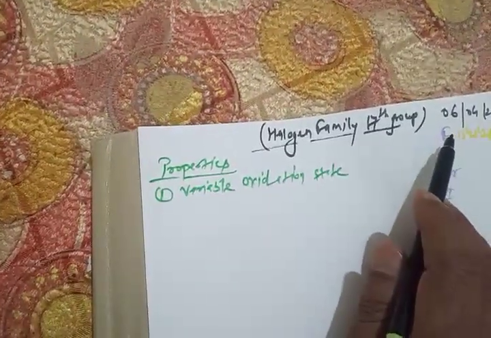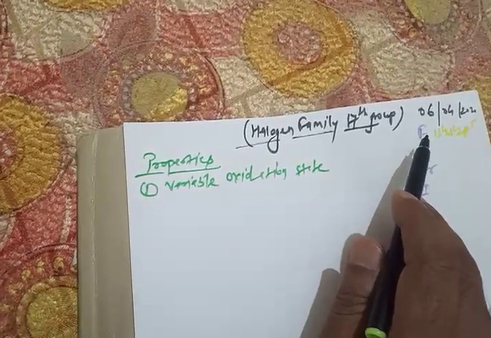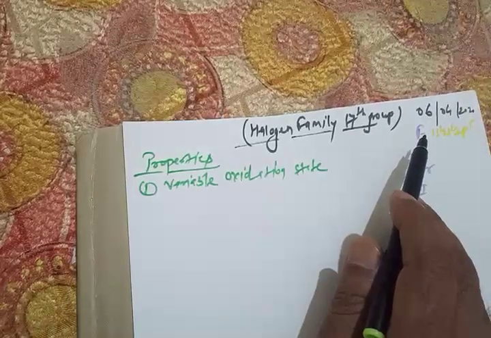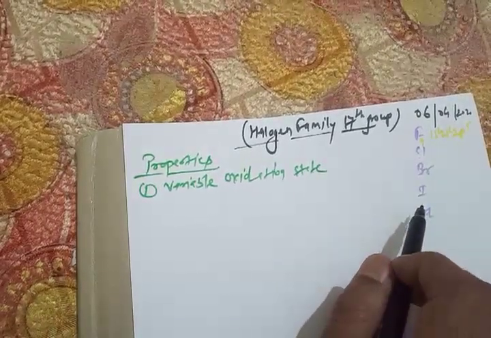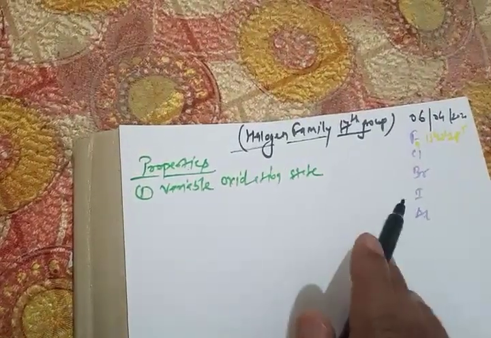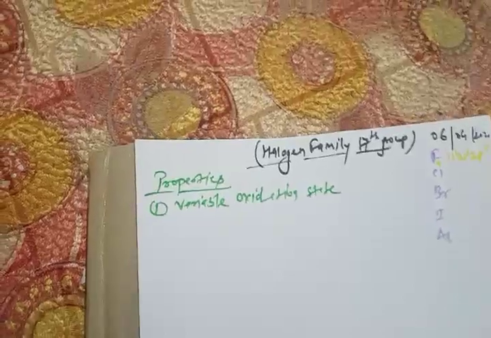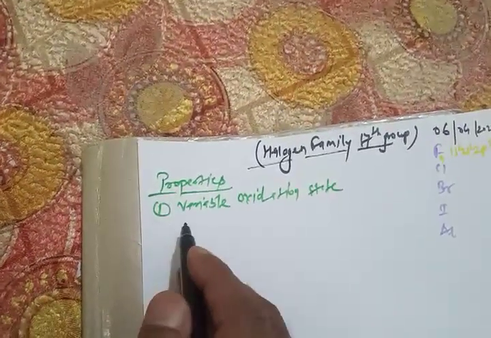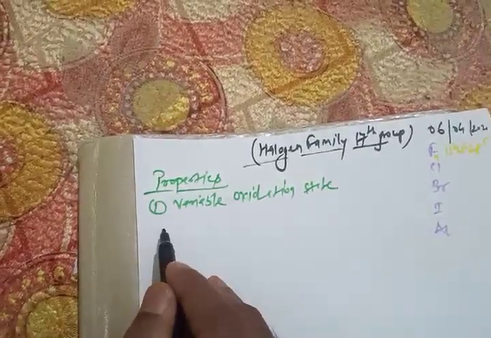Except the first member, that is fluorine, because it cannot extend its valency because of the unavailability of d orbital, but chlorine, bromine, and iodine can do so. As the size increases, it can extend its valency. So let's take an example. You can take any one. If you go for chlorine.